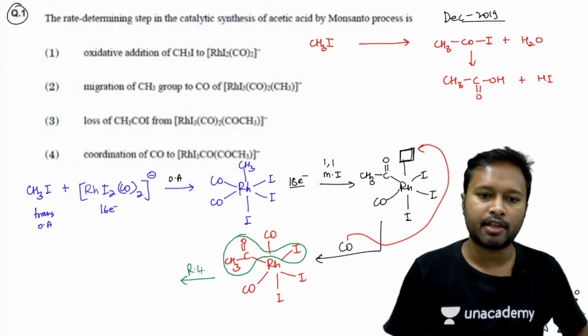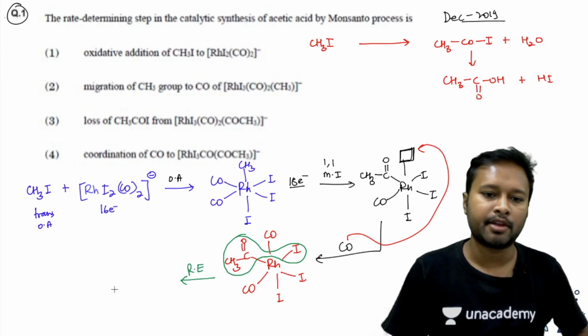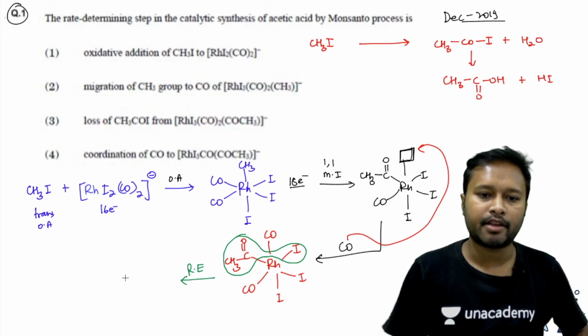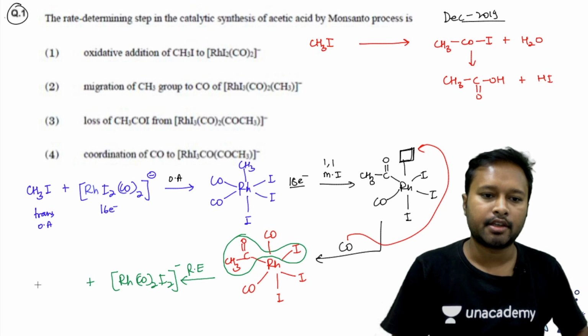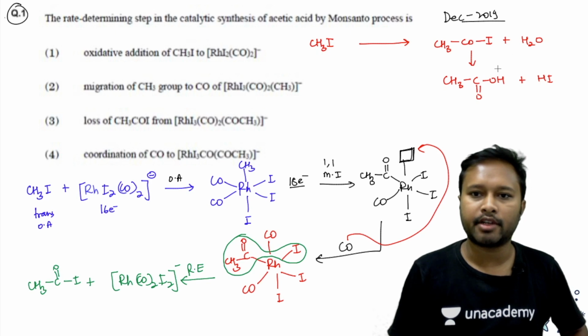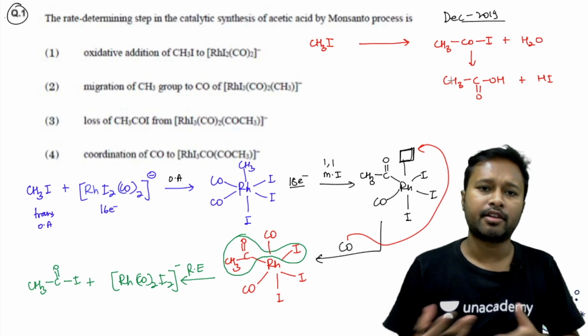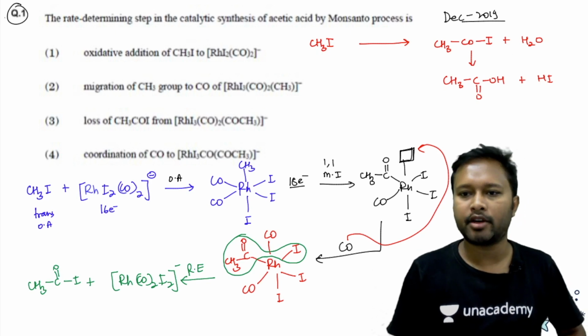So reductive elimination is going to be the next step, which at the end is going to give you the catalyst back, that is RhCO2I2 with a minus sign, and along with that you will get CH3C=O I, which can be converted into acetic acid after the hydrolysis. So that's what I have already told you.